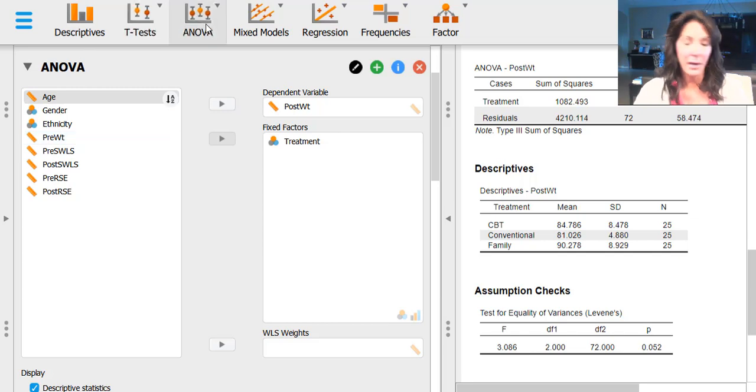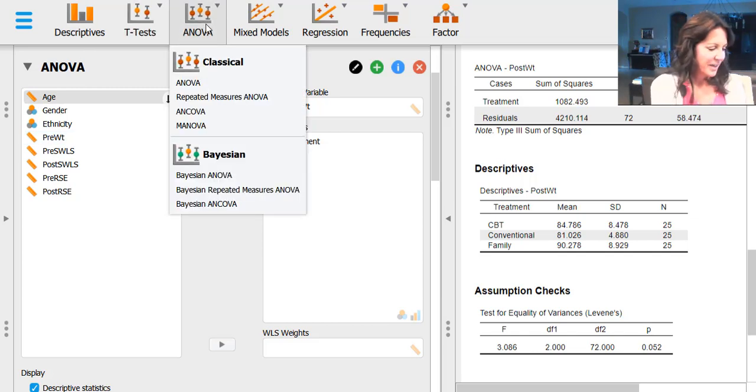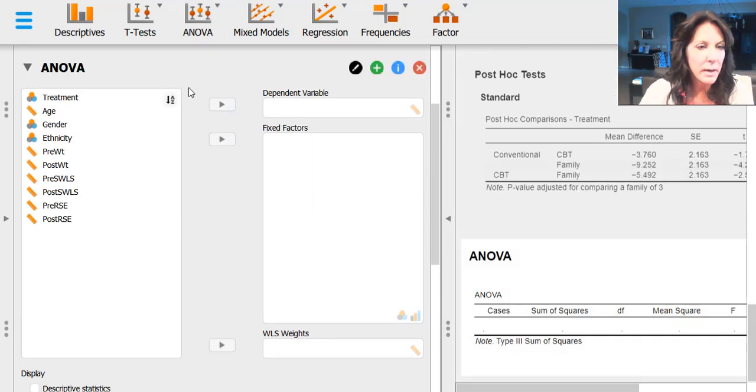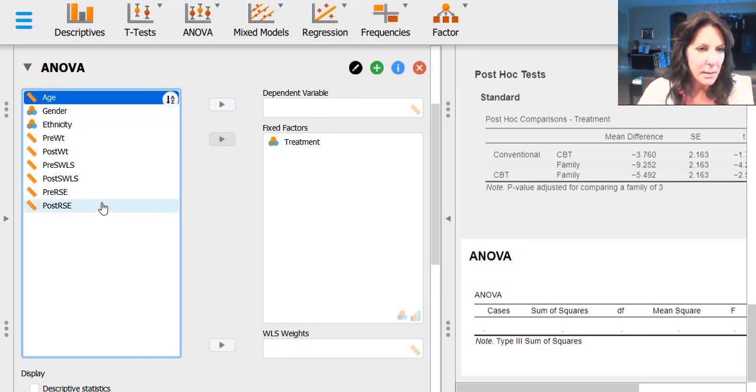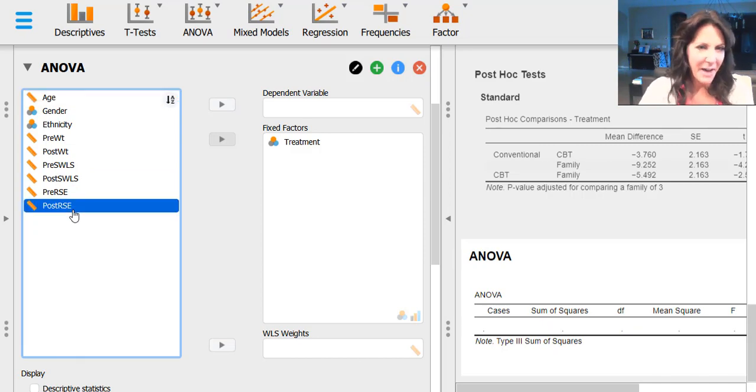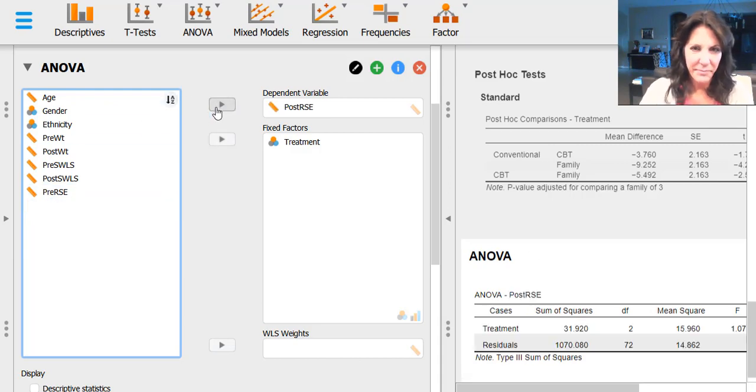And what we're asked to do, I'm going to look at my paper just to make sure, is we're going to conduct an ANOVA to determine whether there were differences in treatment approaches on patient self-esteem after treatment. So now we're just going to do very much the same thing that we did before. Treatment is a fixed factor, and this time self-esteem after is the dependent variable.